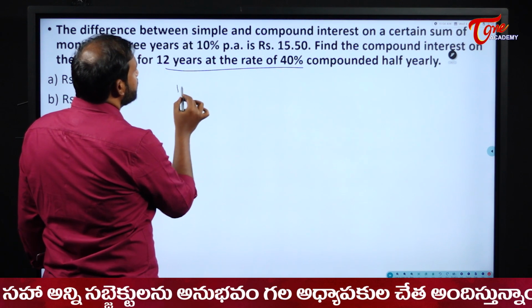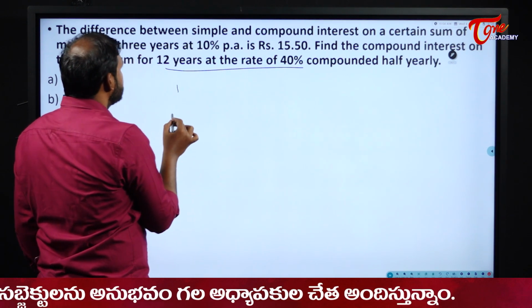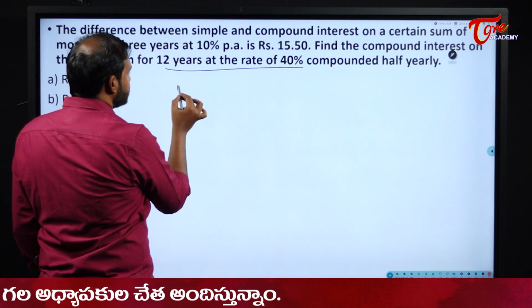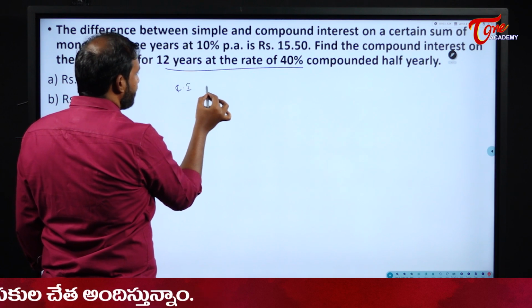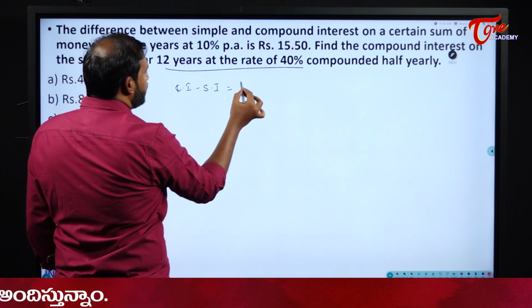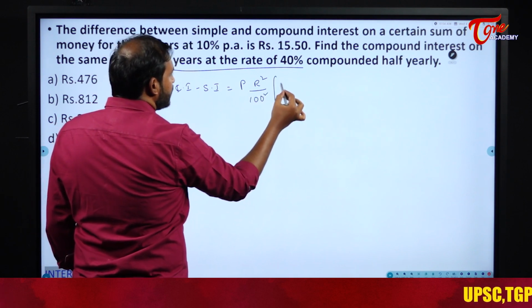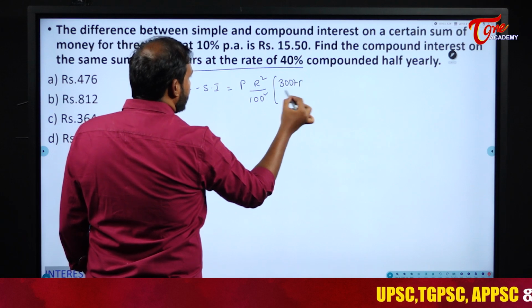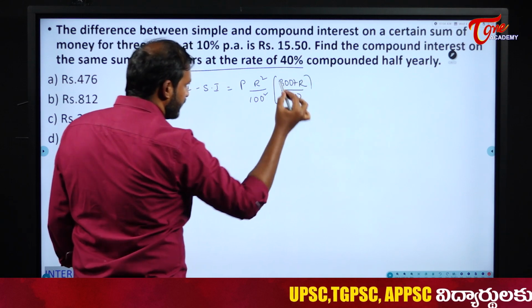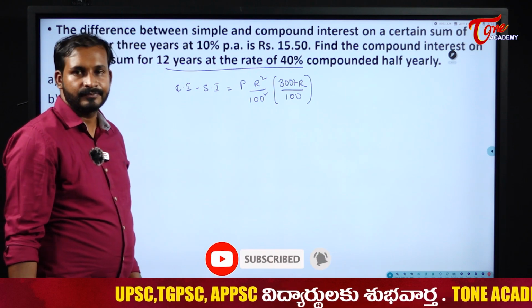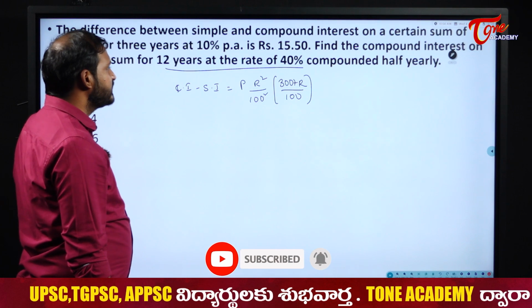So that means you will get 10% for 3 years, right? So what will you get here? CI minus SI equals P R square by 100 square into 300 plus R by 100. Good. Now substitute in this, and you will get the P.